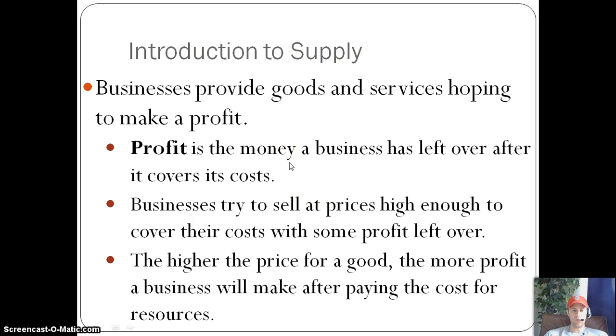The money they have left over after they cover the costs for the food, after they cover the costs for their labor and all the equipment that they put into their restaurant. Businesses try to sell at prices high enough to cover their costs with some profit left over. The higher the price for a good, the more profit they're going to make. Therefore, if prices are high, they're going to supply a lot of their good. If prices are low, they will supply a very small amount, if any at all, if they're not able to cover their costs in the process and in turn make a profit.